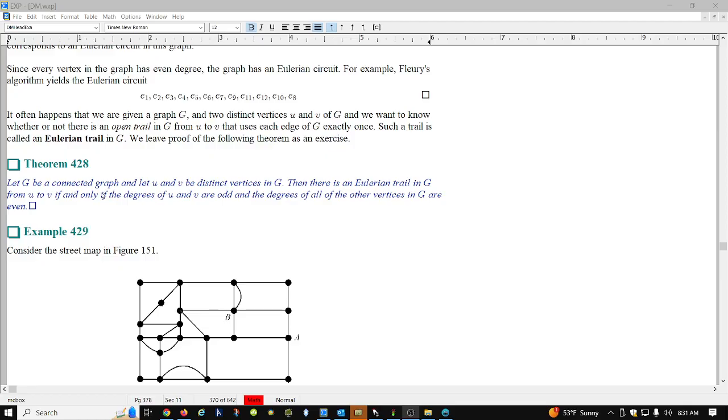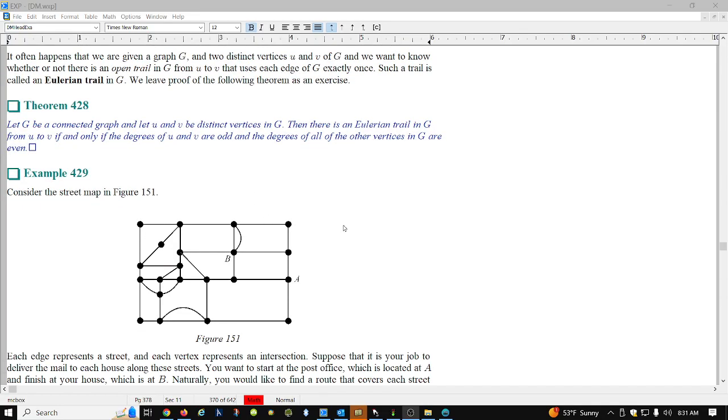Let G be a connected graph, and let U and V be distinct vertices in G. Then there is an Eulerian trail in G from U to V if and only if the degrees of U and V are odd and the degrees of all other vertices in G are even. This is a very short couple of line proof.